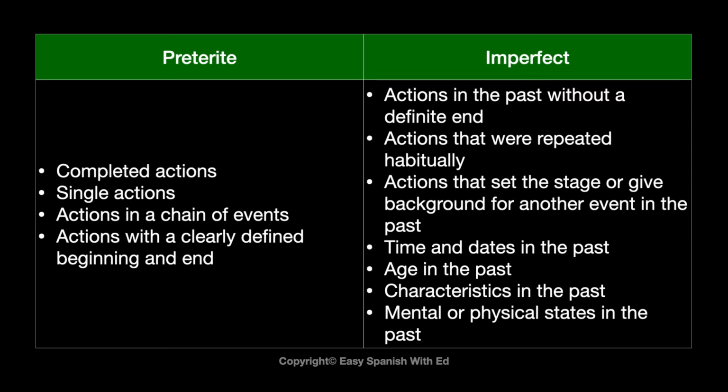The preterite is used to talk about completed actions, single actions, actions in a chain of events, actions with a clearly defined beginning and end, and the imperfect is used for actions in the past without a definite end, actions that were repeated habitually, actions that set the stage or give background for another event in the past, time and dates in the past, age in the past, characteristics in the past, and mental or physical states in the past.